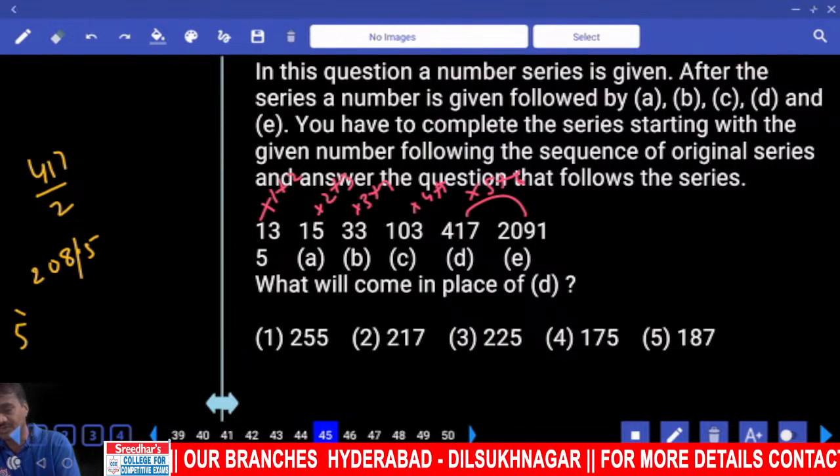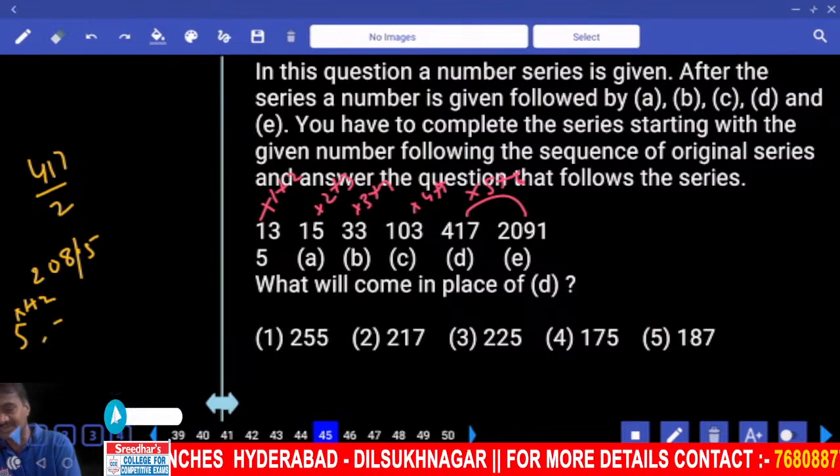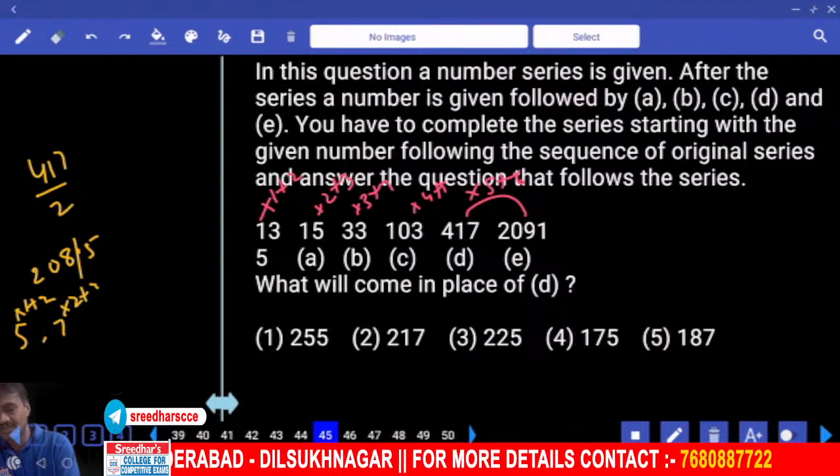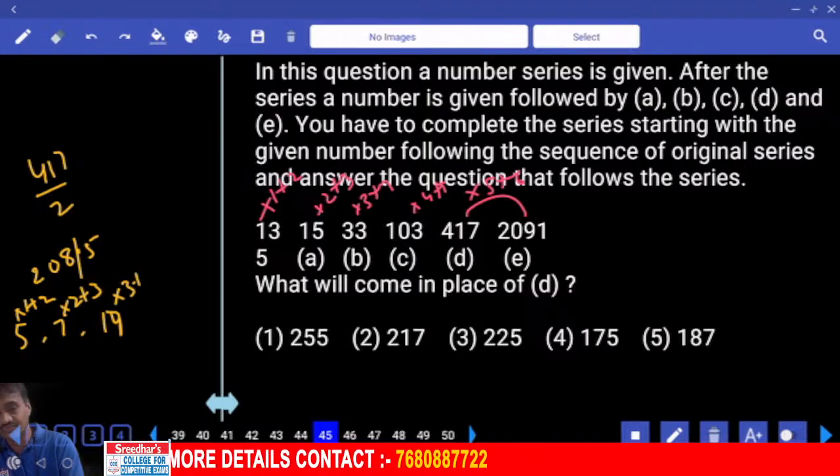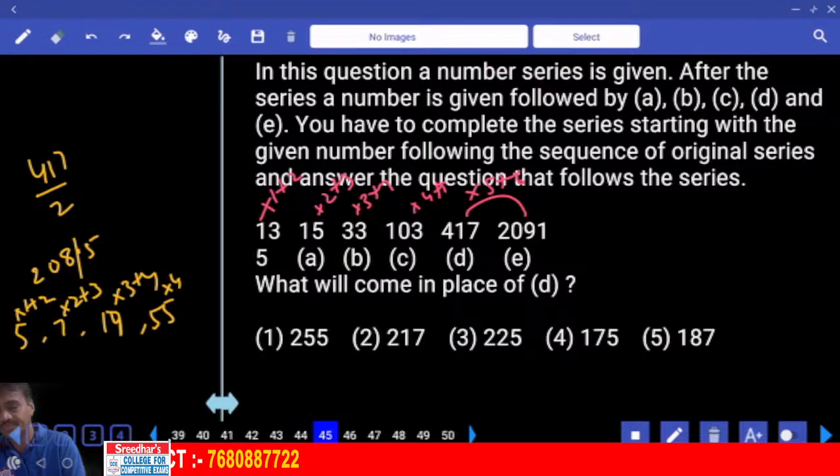Start working. 5 into 1 plus 2, how much? 7 into 2 plus 3, 17. 17 into 3 plus 4, 55. Now 55 into 4, 220 plus 5, 225, choice 3.